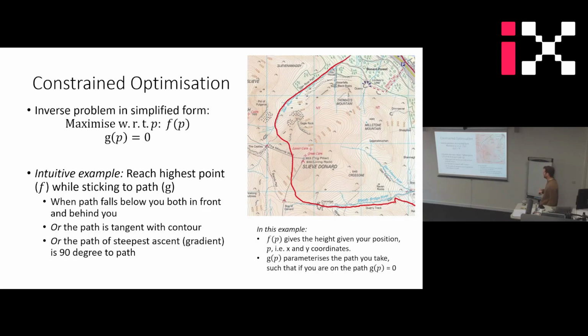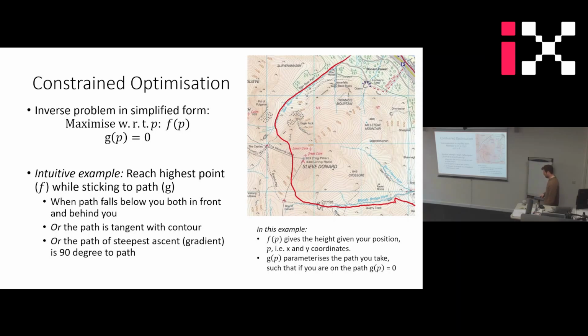Obviously, if you just wanted to reach the highest point, you'd go straight up to the peak. But we want to include this constraint, which is that you have to stick to the path. It's very obvious when you think about it: when you're on the path, if it's going down in front of you and going down behind you, you're at the highest point, locally at least. There are other ways you can say it, which will relate to the mathematical definition. Your path is now tangent with a contour. We can see that this is the highest point here, where our path is in line with one of the contours.